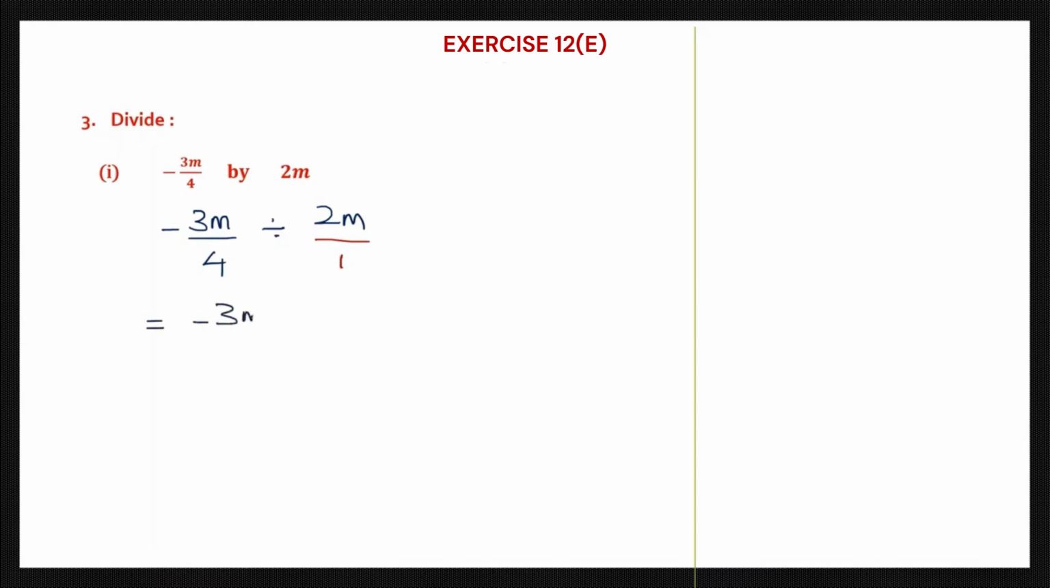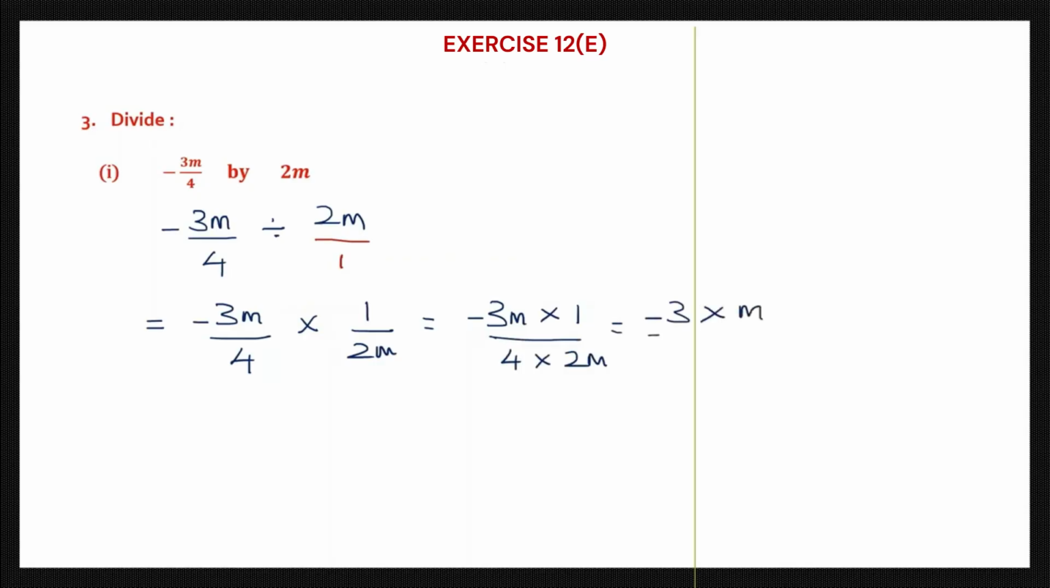So now if it is a fraction, then how do we do the division? We do the first fraction as it is, we write. We change the division sign to multiplication and we write the reciprocal of the second fraction, 1 by 2m. So this will be minus 3m into 1 by 4 into 2m, which is minus 3 into m into 1 will be the same, and in the denominator I have 4 into 2 into m.